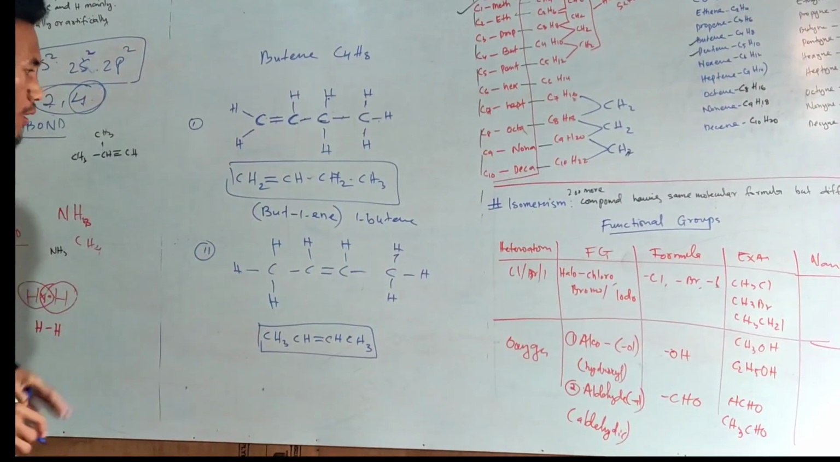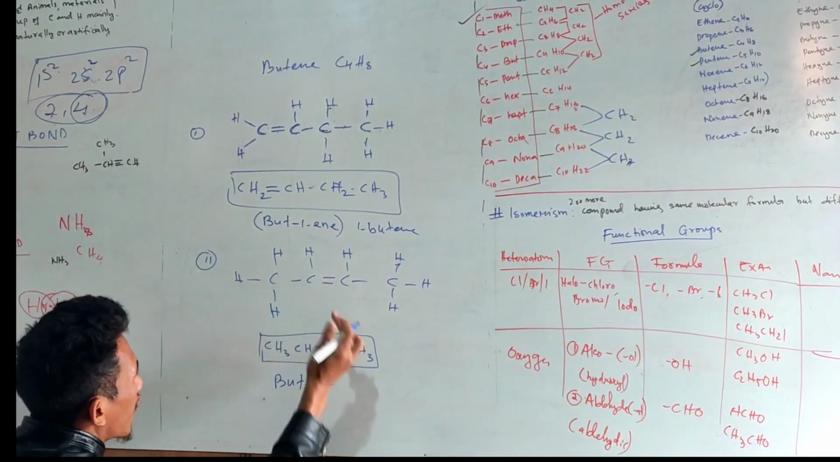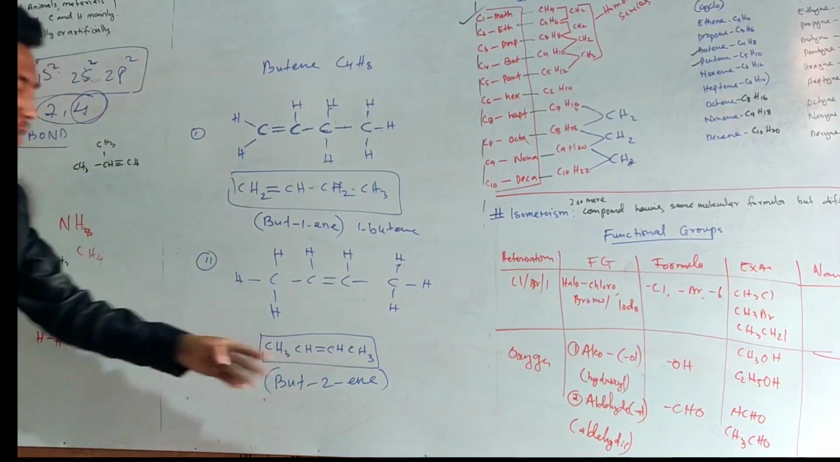1, 2. The double bond is in the second carbon, so 2-butene.